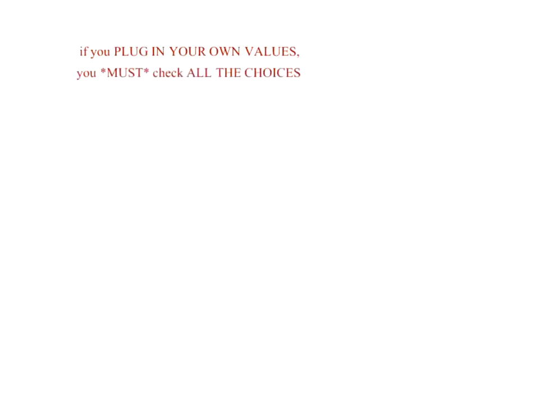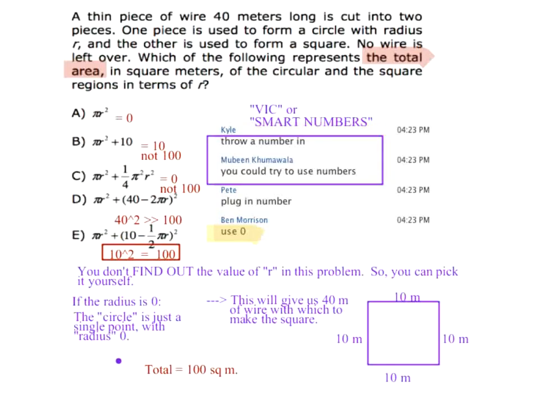Bar none, you have to do this. This is not optional. It is a thing that you have to do. I mean, the reason why is that when you plug in a number, you are only looking at one snapshot of a thing that has lots of possible snapshots. In other words, R is not just 0 in this problem.